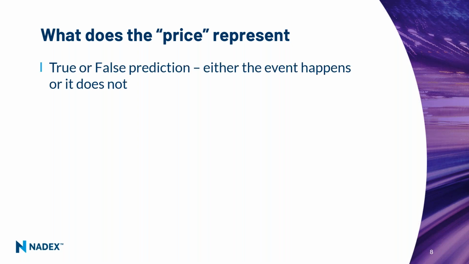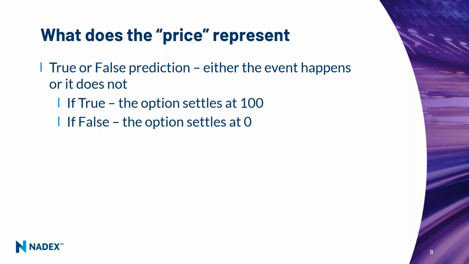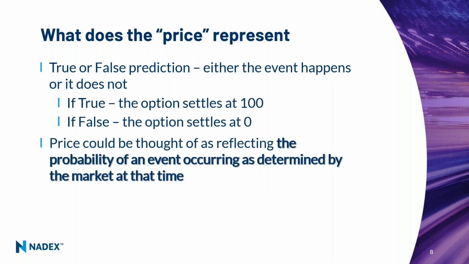Now, we know that these are true or false predictions. So either the event is going to happen or the event is not going to happen. And in the end, if it's true, the price goes to 100. All right, that is one of your choices. It finishes, it ends, it goes to 100, or it's false and it goes to 0. So there's your binary choices in the end. In the meantime, it is going to trade between 0 and 100. And what does that number represent? Well, at Nadex, it actually represents two things.